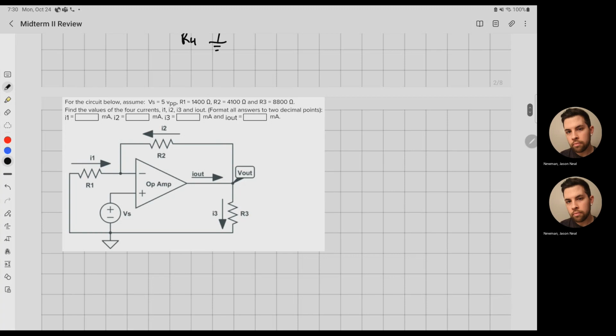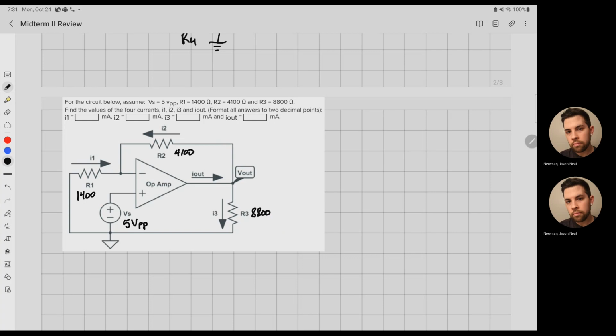Let's just go through this problem real quick. It says for the circuit below, assume that VS is 5 volts peak to peak. Okay, so we have 5 volts. R1 is 1400, R2 is 4100, R3 is 8800 ohms, and find the values of the four currents, I1, I2, I3, and I out.